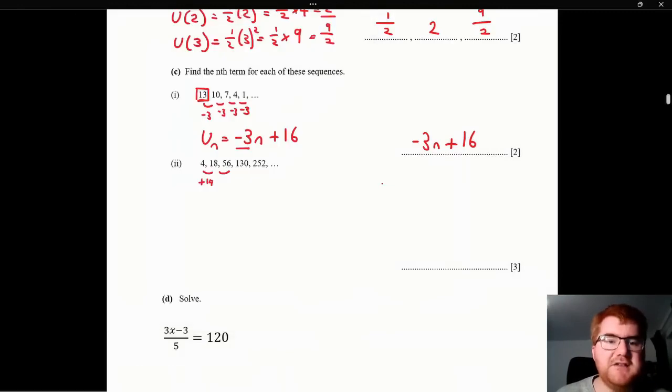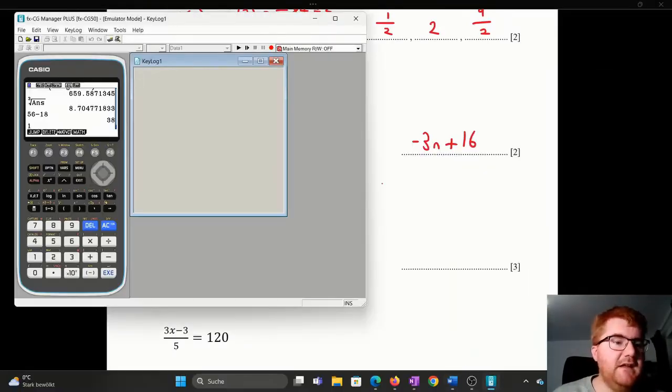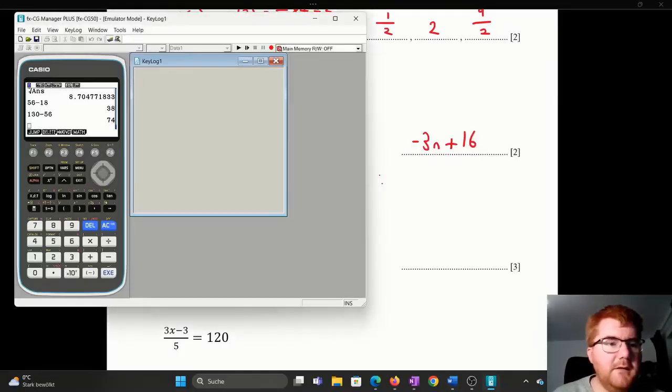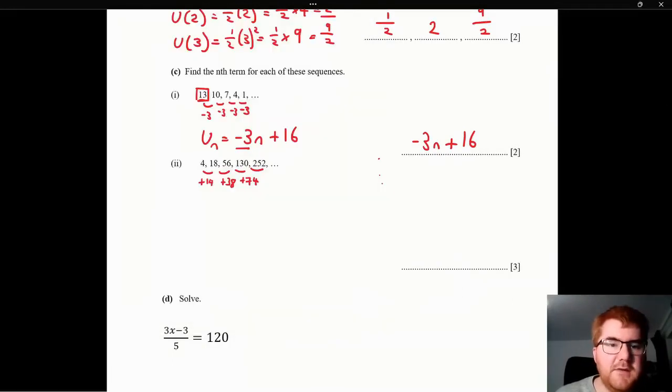You can double check. So we have a plus 14, a plus 38, and then we've got these two. So we just find the difference. Again, under stress, just using your calculator effectively is really worth it. So we have plus 74. And then the last one, so we have 252 minus 130. We get 122. So we get these differences.